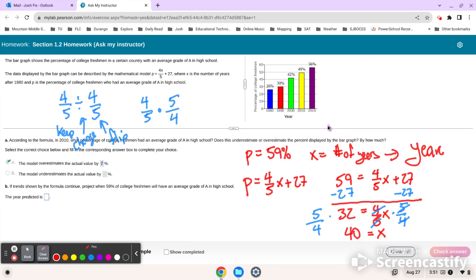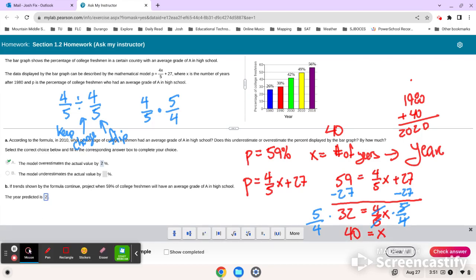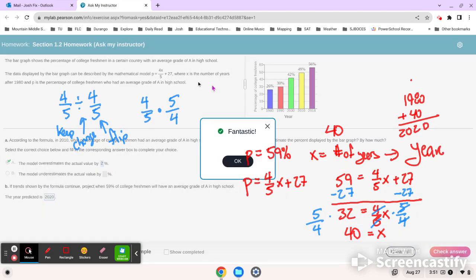So 40 is this guy right here. We have 1980 plus our 40 years, so this would occur in 2020. Is that right? Yep. So we come down here and type in 2020, check our answer, and we got it.